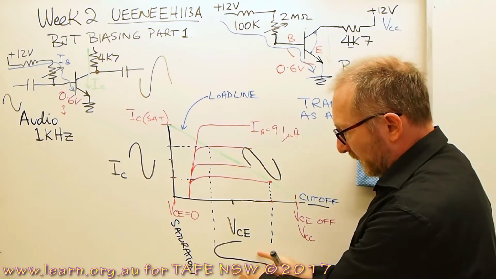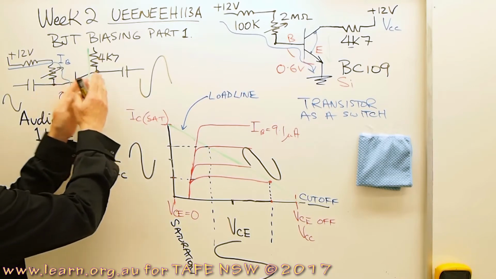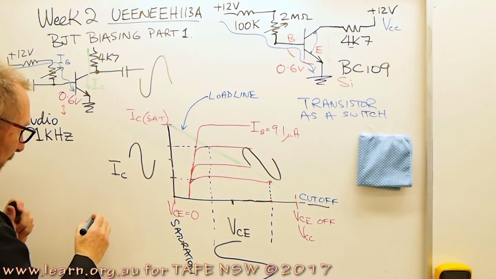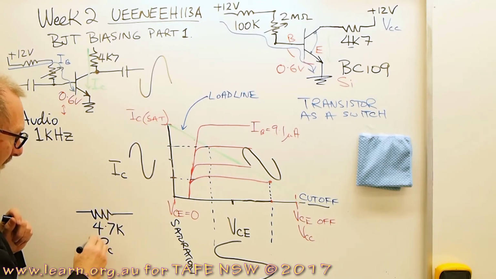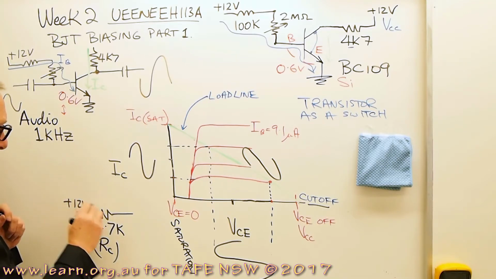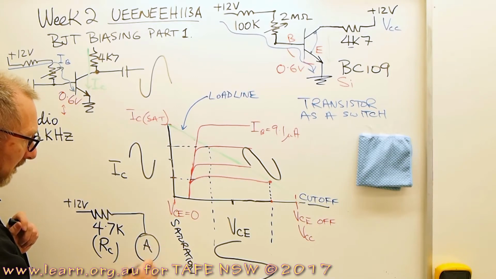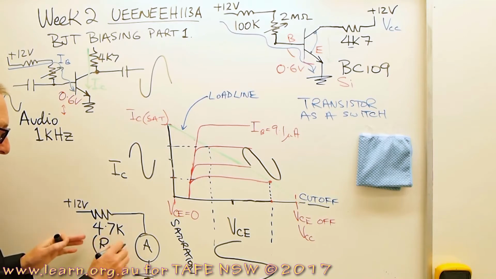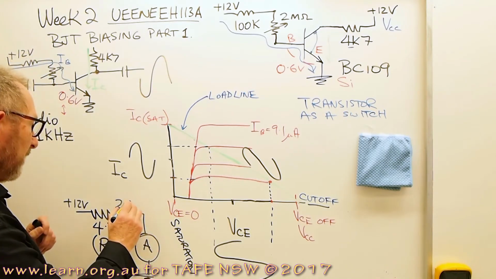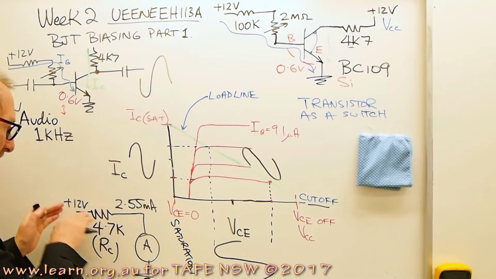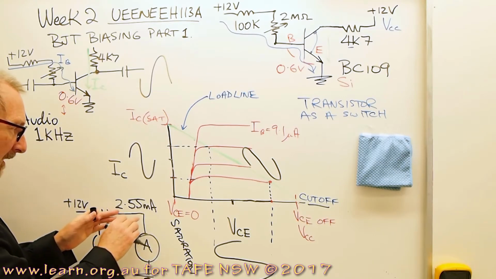Now, before I go to this part of the graph, what's happening to VCE, it's important to understand that when the collector current increases, maybe I'll draw that resistor in. Here's 4.7K. This is RC, and I've got plus 12 volts. We'll put a current meter here, and down to ground. When we're at saturation with the transistor, we had 2.55, I think it was, 2.55 milliamps of current. Simple Ohm's law: I equals V on R, 12 divided by 4.7K, is 2.55 milliamps.